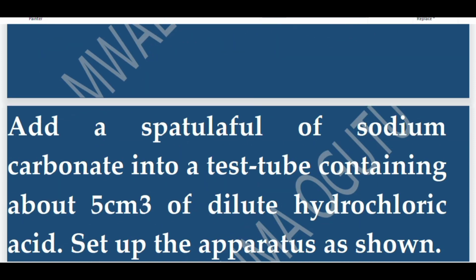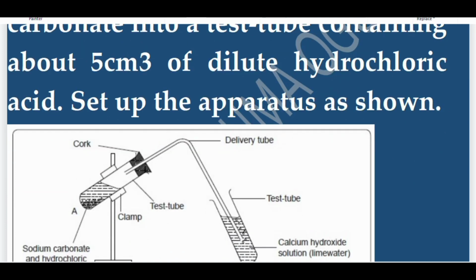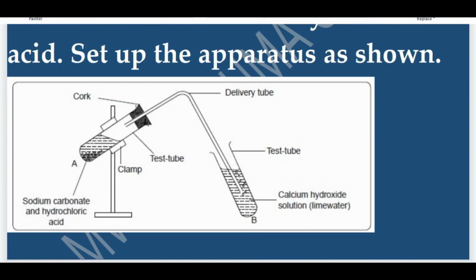The procedure: we add a spatula full of sodium carbonate into a test tube containing about 5 cubic centimeters of dilute hydrochloric acid. Remember, we are carrying out an experiment on how carbonates and hydrogen carbonates react with dilute acids. Here you are using dilute hydrochloric acid. The setup of the apparatus is as we are seeing: sodium carbonate and hydrochloric acid are reacting inside a test tube mounted on a clamp on a stand.